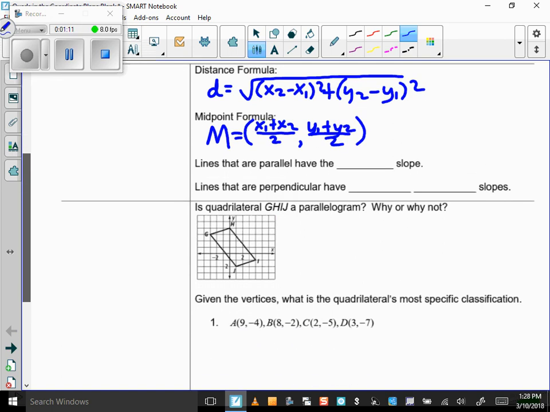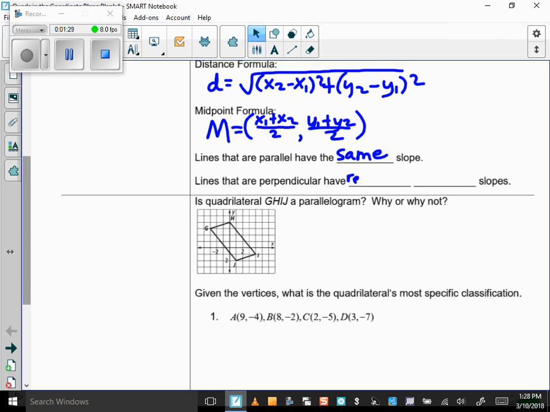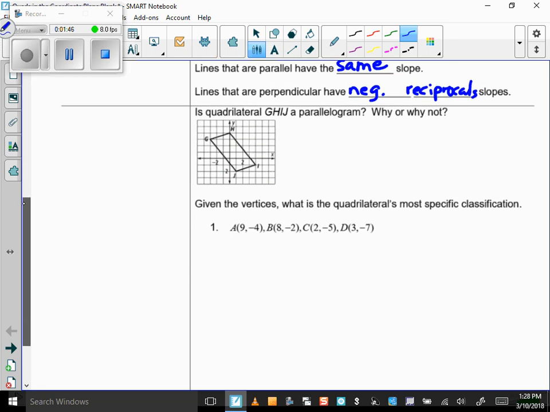Hopefully you're already thinking, how am I going to use those? And then we're going to use slope too, as I told you. What we want to remember is that lines that are parallel have the same slope, and lines that are perpendicular have slopes that are negative reciprocals of one another, or opposite reciprocals. Either one of those is correct. That's really all the information we need to make these classifications. There's really no new information here, just need to remember those things.